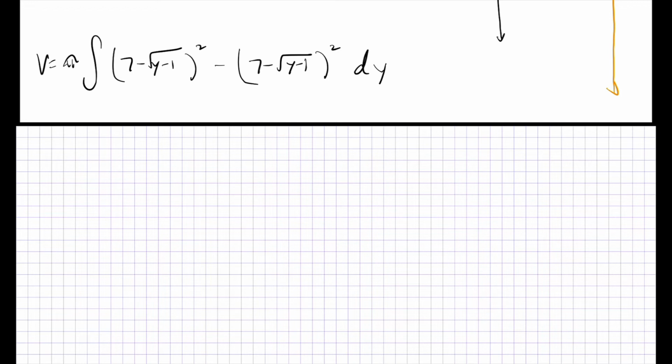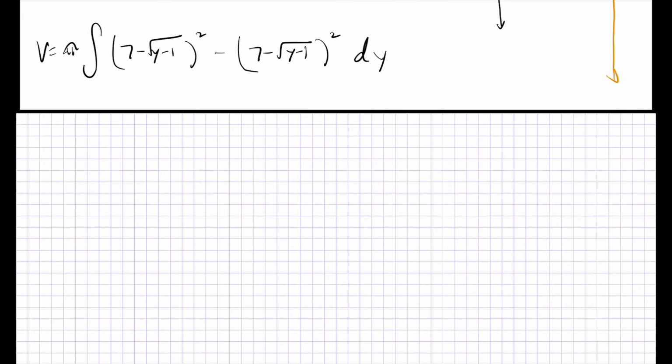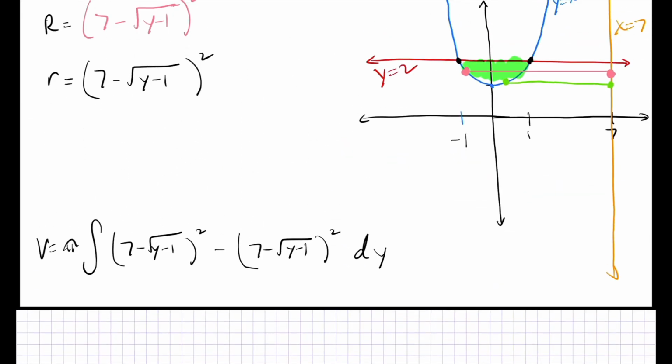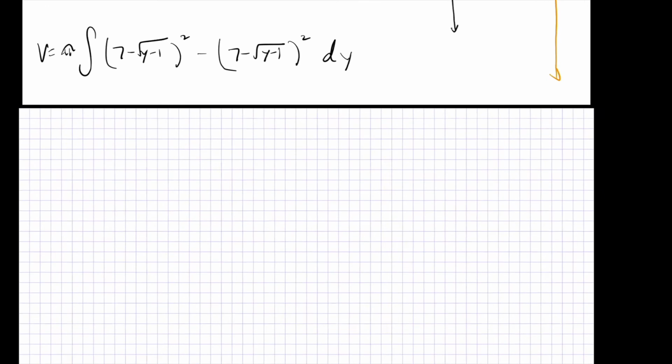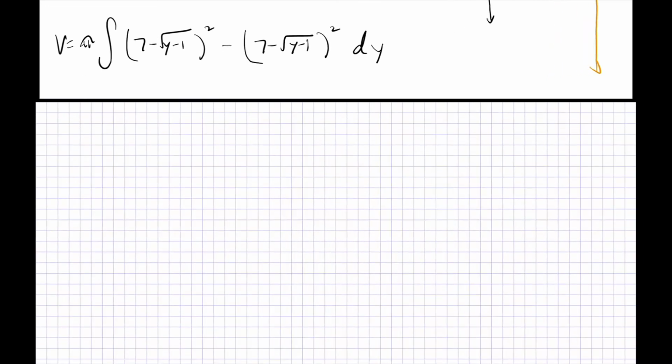If you distribute the squared, it's the same. So how do I do that? What's that procedure to distribute? I'm not going to be able to do 7 squared and square root y minus 1 squared, because that's not proper math. What's the correct math for doing that? FOIL, yeah. That's the correct method. So let's FOIL them, or multiplication box, however you were taught. It's the same thing.